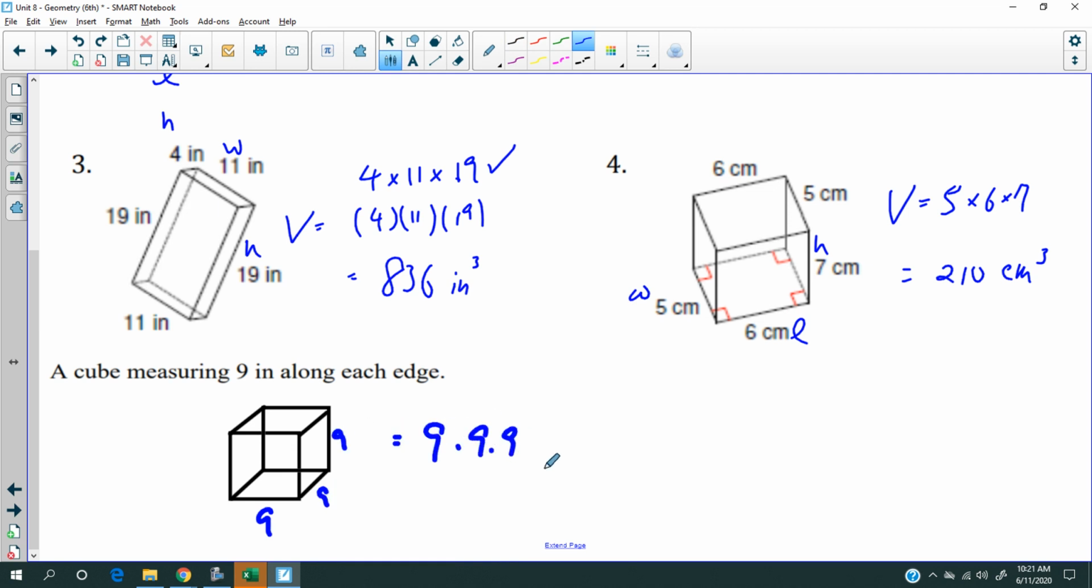So what's the volume of a cube? 9 times 9 is 81. 81 times 9. Hold on, let's see. 9 times 9 times 9 is 729. 729 cubic inches. Okay, that's it.